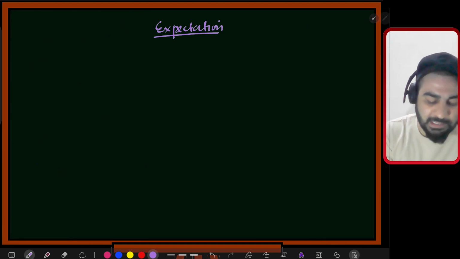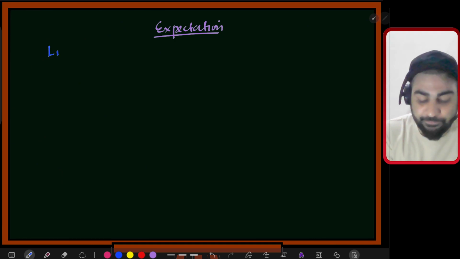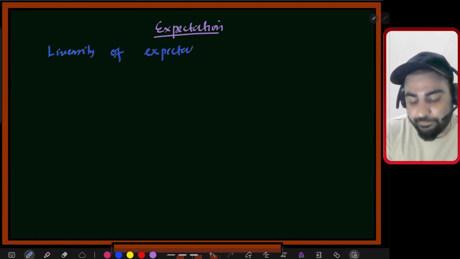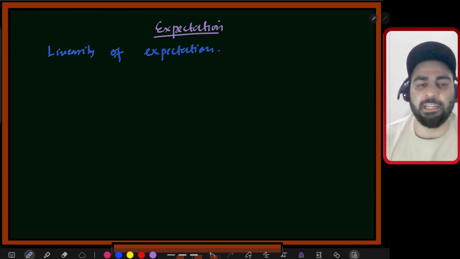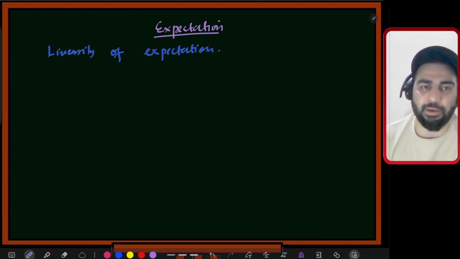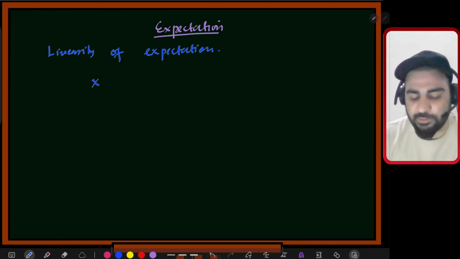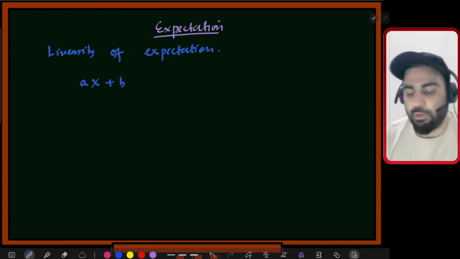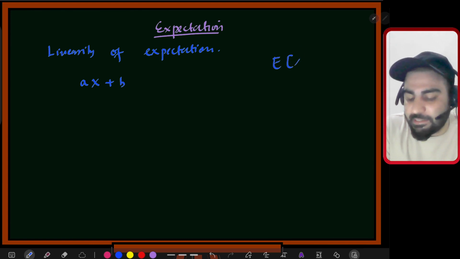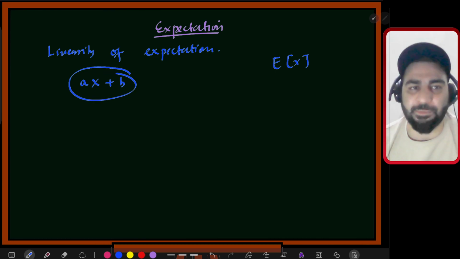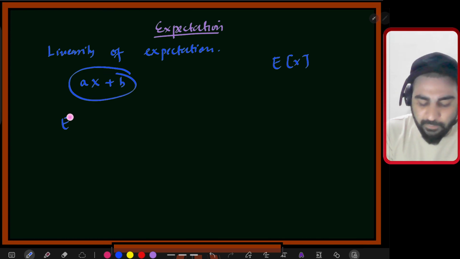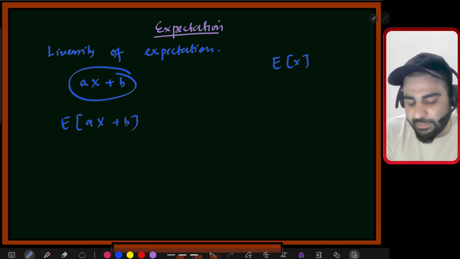The last topic in expectation is called linearity of expectations. It basically says that expectations are linear. So what is the meaning of linearity? Let's suppose you have some random variable X. Let's suppose you multiply it by a, and then you add something, b. Initially we had the expectation E of X. Now if you did something like this, we want to see how the expectation will change. So what should be E of aX plus b? What should be the expectation of this new number?